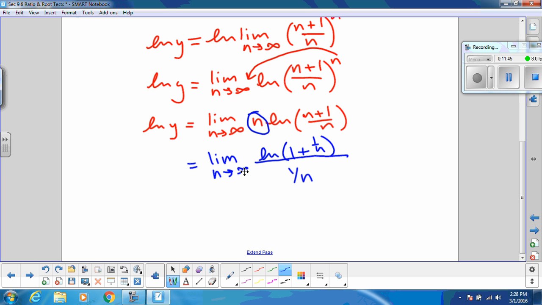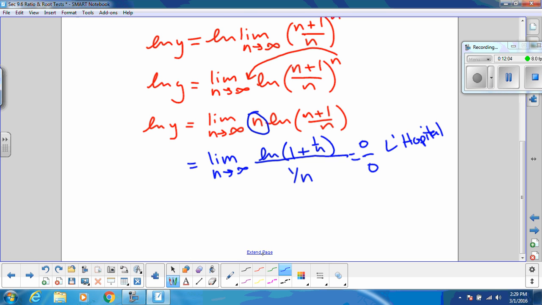Because now when I plug in infinity, this becomes 0. And then if I plug infinity here, this is 0. So I'm taking the natural log of 1. The natural log of 1 is 0. So this is 0 over 0. That's our indeterminate form, which means we can use L'Hopital's rule.